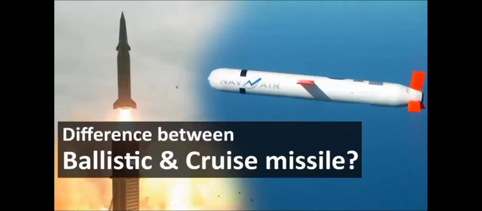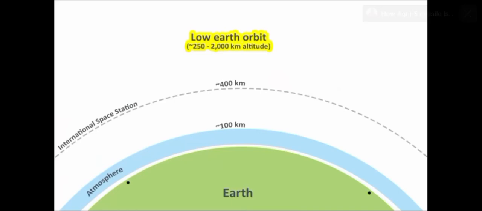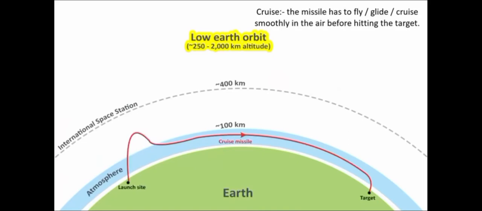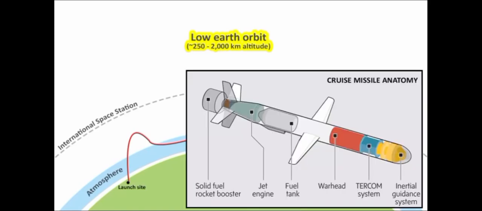We will quickly understand the difference between a ballistic missile and a cruise missile. The difference is very simple. Cruise missiles fly in an almost straight line and at lower altitudes. Look at the word cruise. It means the missile has to cruise, or fly smoothly in the air, before hitting the target. They have a small inbuilt jet engine that helps the missiles to fly most of the time in the air.